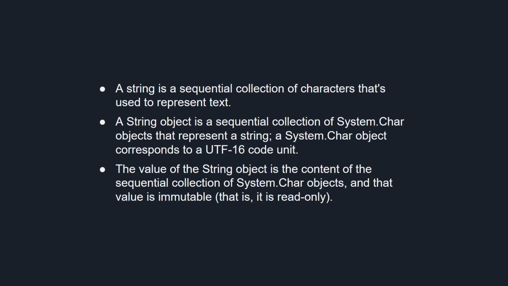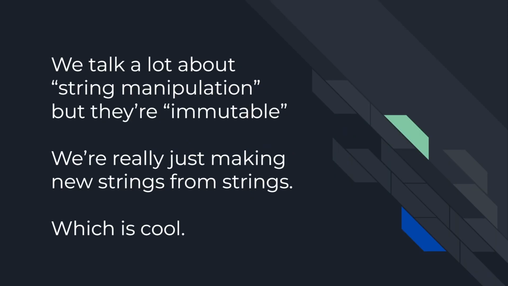And where it really gets interesting, by definition, the value of a string object is the contents of that sequential character object, and that value is immutable. Officially, strings are immutable. They are read-only, because deep down, like we said, they are arrays. So we talk a lot about string manipulation, but by definition, they are immutable. So we're really making new strings from strings.